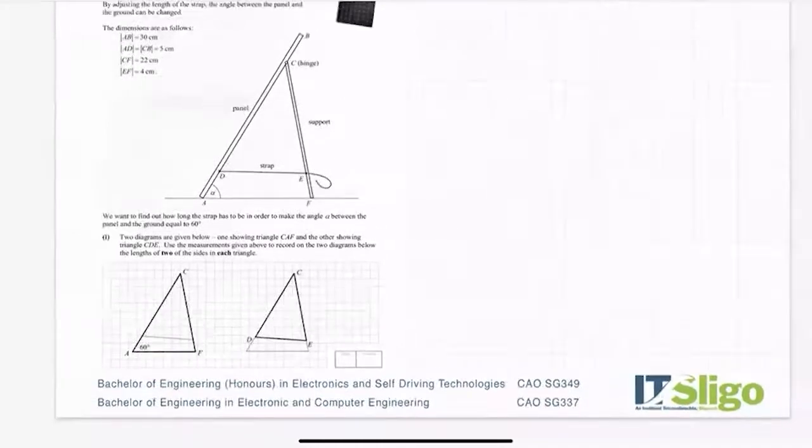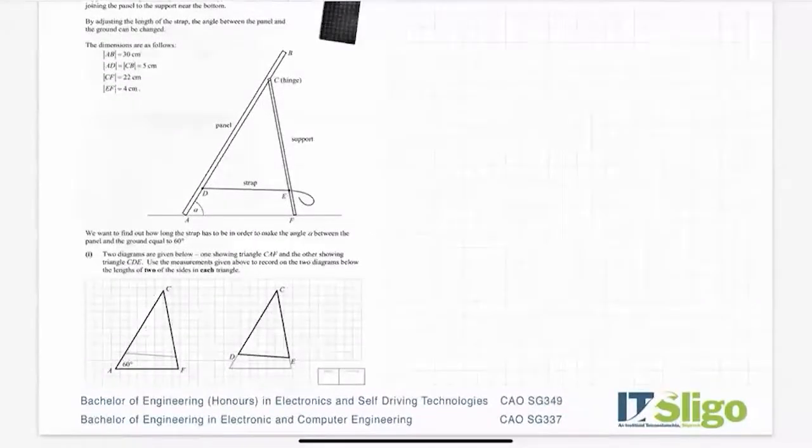One shows triangle CAF and the other shows triangle CDE. So CAF being that one. Okay, and the other triangle is CDE, which is this one here. Use the measurements given above to record on the two diagrams below the length of two of the sides in each triangle. So in other words, using this, can you fill in the dimensions on these two triangles? So give that a go there now.